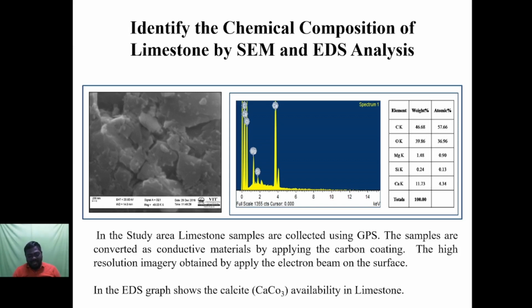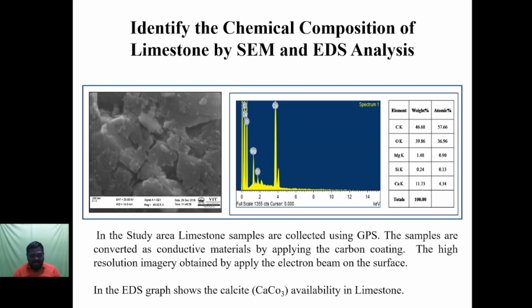So the EDS graph sheet also shows that. On the left side, you can see the microstructure of the purest form of limestone only, a pure form of calcite. On the right side, you can see the limestone availability in the graph sheet, like CaCO3 contents are too rich, but you can also see that Mg and Si are there in the graph sheet.